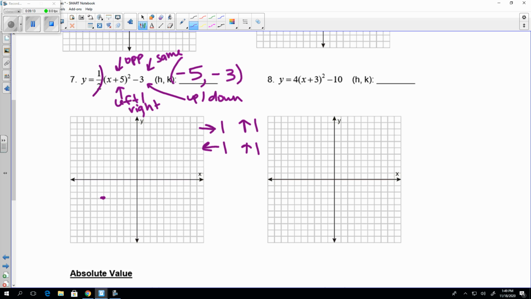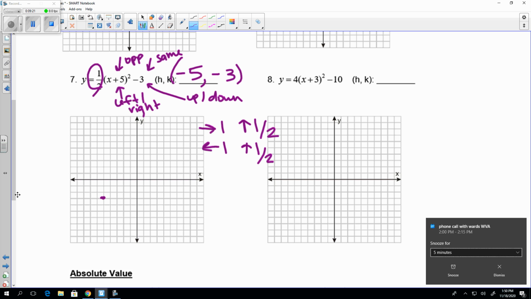But we have this stretch of 1/2. So really I'm only going to go up 1/2 on both of them. So it's going to be hard to tell on mine. Hopefully you can be more accurate on your own paper.